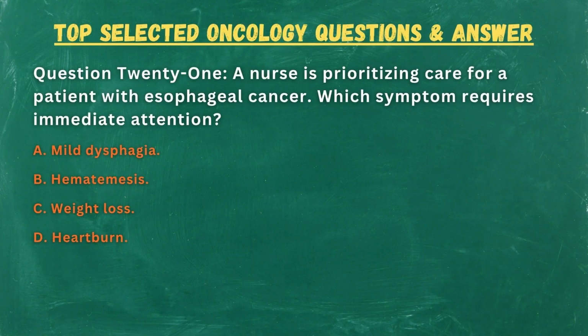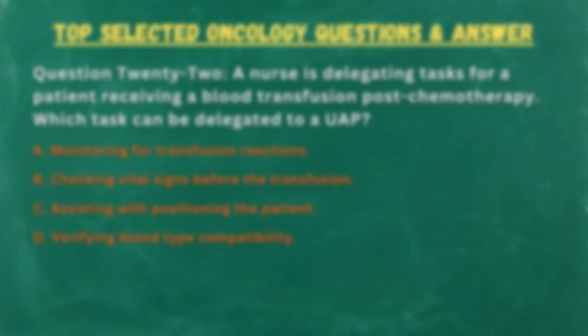Question 21. A nurse is prioritizing care for a patient with esophageal cancer. Which symptom requires immediate attention? A. Mild dysphagia. B. Hematemesis. C. Weight loss. D. Heartburn. Answer. B. Hematemesis. Question 22.